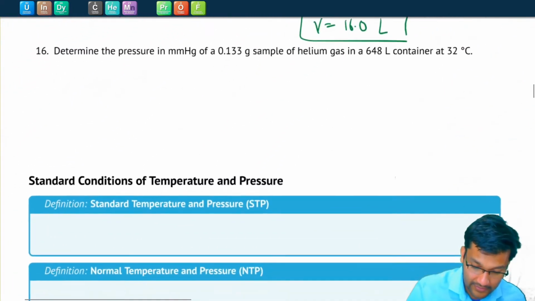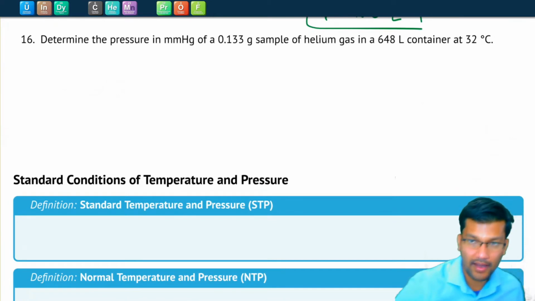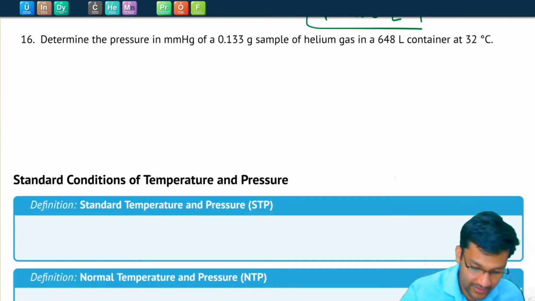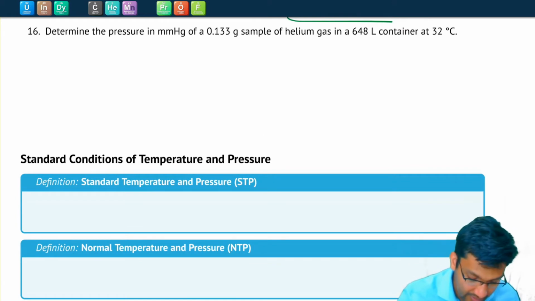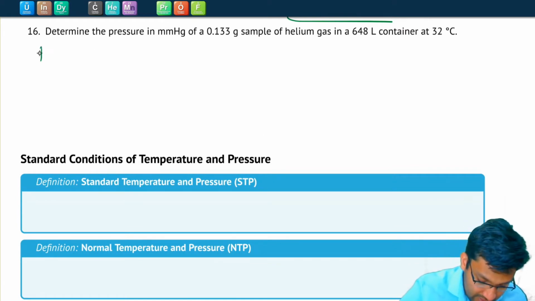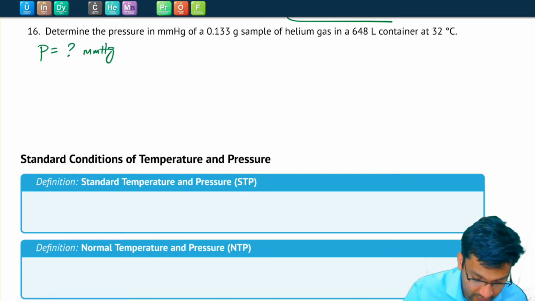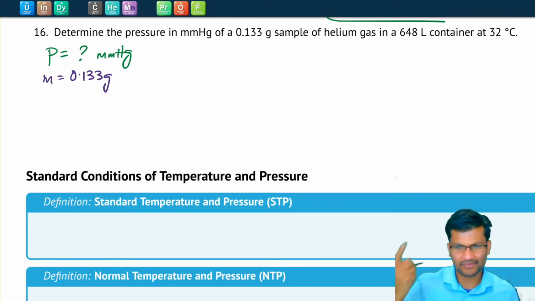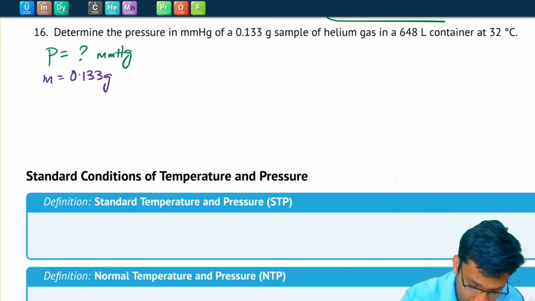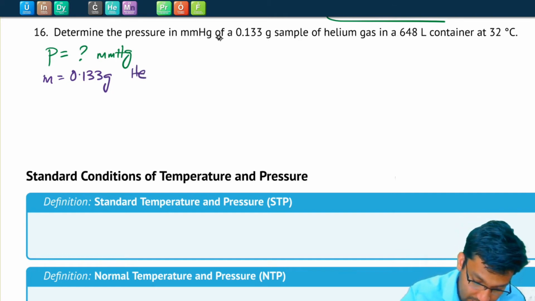And finally, let's look at number 16. Again, please do it on your own, and then we'll work it out together. Okay. The pressure in millimeters of mercury, so we want the pressure in millimeters of mercury, so we'll need to do some conversion there. We have a mass of 0.133 grams. That's different. We know it's helium, so let's put helium there. So that's the mass of helium.